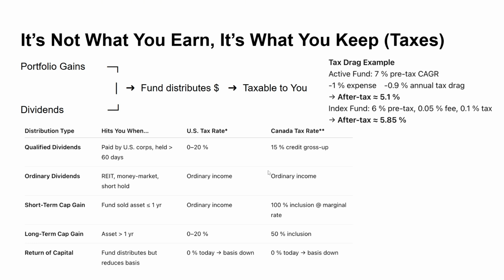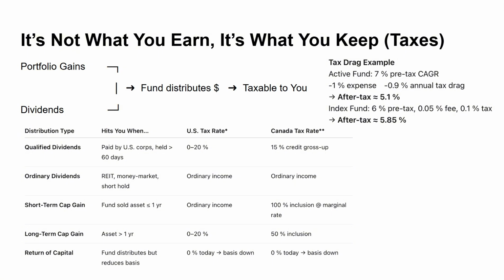So right here, the table sorts that bill into 5 buckets. Qualified dividends and long-term gains enjoy reduced rates, 0 to 20% in the US or 50% inclusion in Canada. Everything else, ordinary dividends, bond interest, short-term gains, is taxed like salary. So a high turnover growth fund that clips short-term gains every month can quietly vaporize 2 percentage points of return.